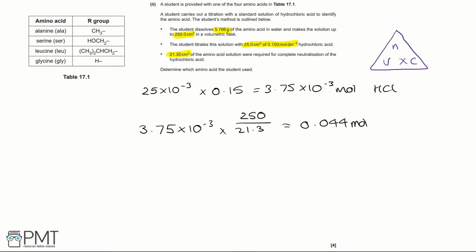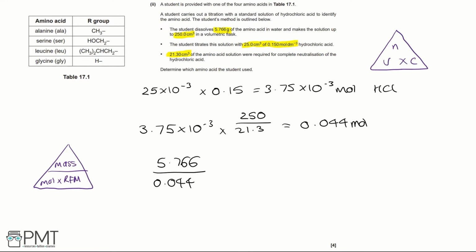We're then going to use another equation triangle. We're going to use this equation triangle to work out the relative formula mass of the amino acid. This equation triangle is mass divided by moles times relative formula mass. So using the moles we've just calculated, we're going to do 5.766 divided by 0.044. The 5.766 is the mass of the amino acid we're using, and we dissolve in water to make up the solution. That gives us an RFM, or relative formula mass, of 131 for our amino acid.